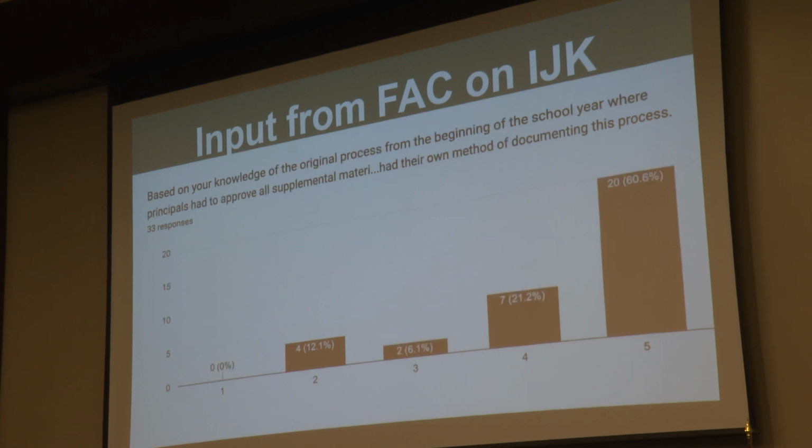The next one says, based on your knowledge of the original process from the beginning of the school year, where principals had to approve all supplemental materials, rate the level of hindrance that process had or would have had on your use of supplemental materials. Each school did have their own method of documenting this process. Again, 1 is low hindrance, 5 is high hindrance. 27 out of the 33 were 4s or 5s, so there was a pretty large hindrance there.